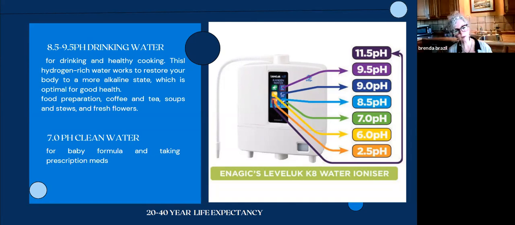And then there's a 7.0 pH clean water for baby formula and prescription meds. A lot of prescription meds are time release, so when you drink the ionized water, it actually gets into your system faster. I don't want anyone to have any ill effects, so I always tell them, take your medication with the clean water instead of the ionized water. And when you're taking supplements, a lot of times when you're drinking bottled water or tap water, you're actually peeing that out.